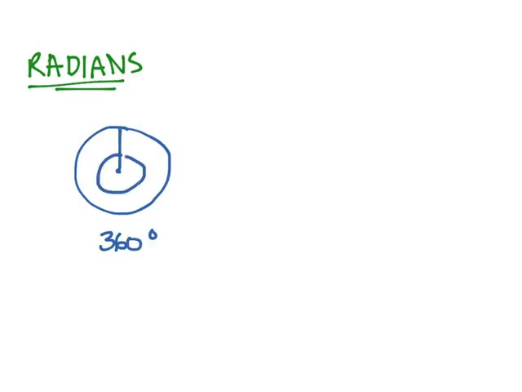We say a circle has 360 degrees because going from this line all the way around, back to this line, we've called this 360 degrees. This same thing could also be described as 2 pi radians. That's another way to denote it.